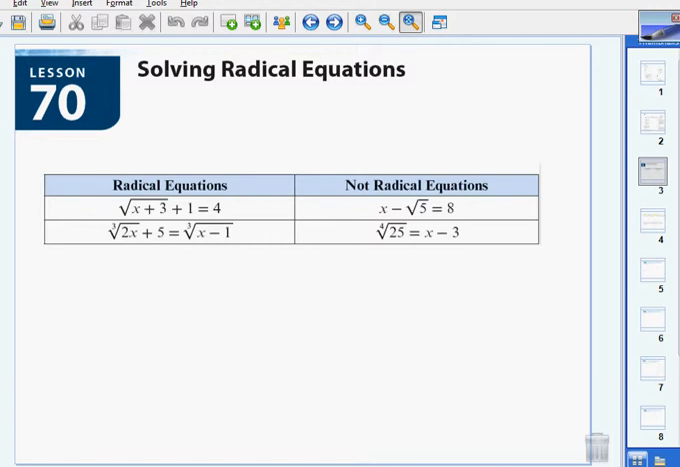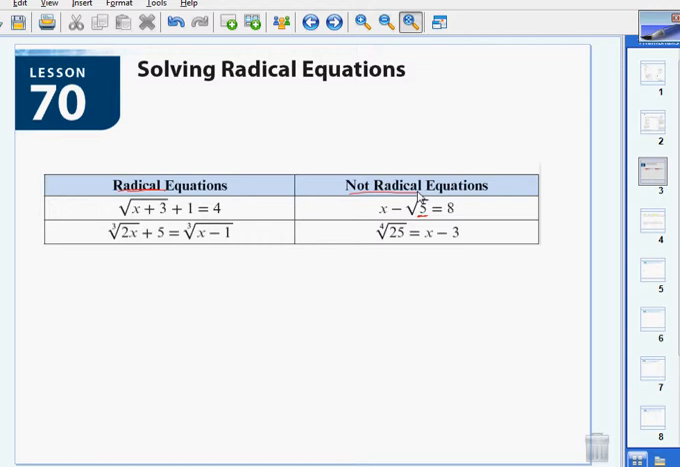If you look over here at these, the square root of 5, for example, is not a variable, so you could solve that one just traditionally. The reason it's a big deal that you can determine whether it's a radical equation or not is that with radical equations, you always have to check for extraneous solutions.